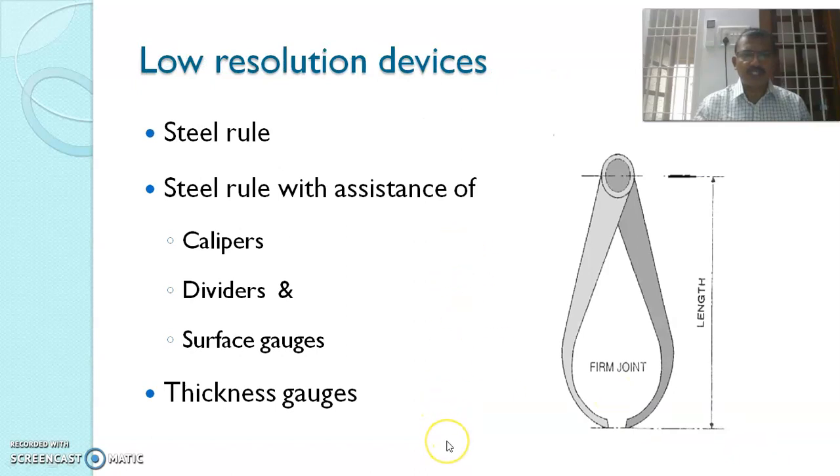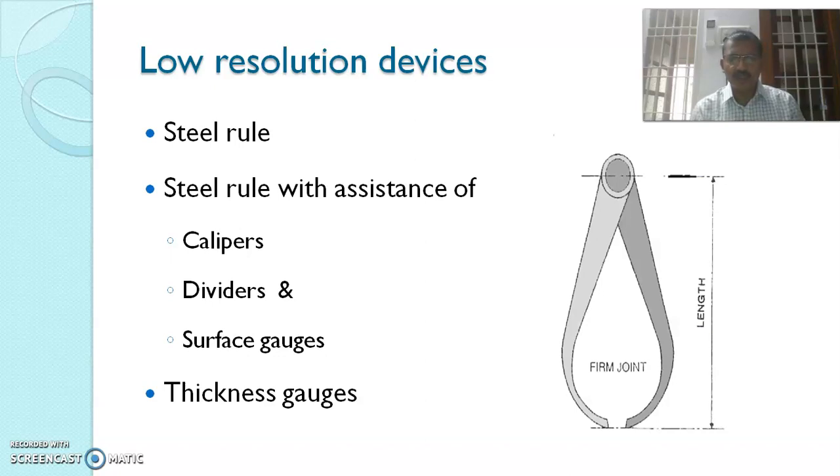Low resolution devices include the steel rule. A steel rule with the assistance of calipers, dividers and surface gauges provides indirect measurement. You cannot directly measure using the calipers. Here is a diagram of a caliper. Rounded or circular objects can be measured using these calipers, which cannot be measured exactly using the steel rule.